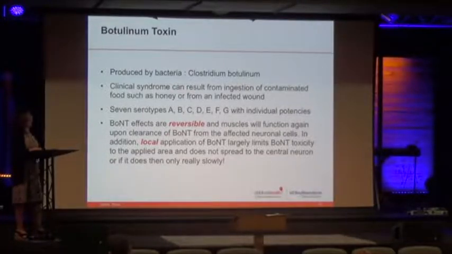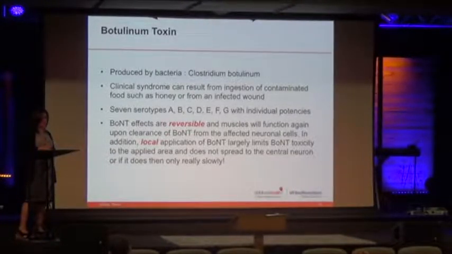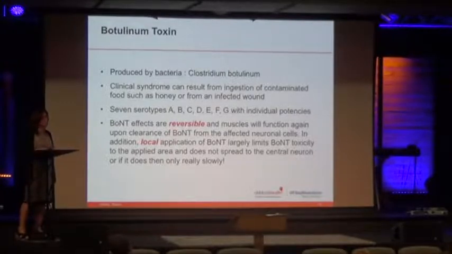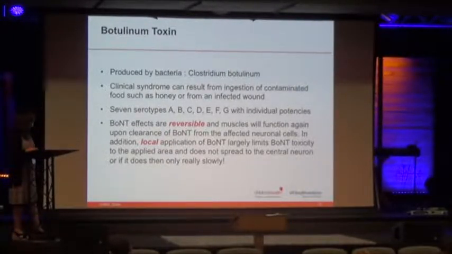The effects are reversible, and this is very important for me to emphasize. Whatever I do with the neurotoxin, it is reversible. It's not going to be permanent. There are patients I wish it would be permanent, but it's not. And then there are patients I feel like, oh, okay, maybe we should have done a different dosing. It's good to have this on my side because this helps me to fine-tune and come up with the exact dosing. Sometimes it takes a few injections to figure that out. And the muscles will function again upon clearance of the toxin from the affected neuronal cells.